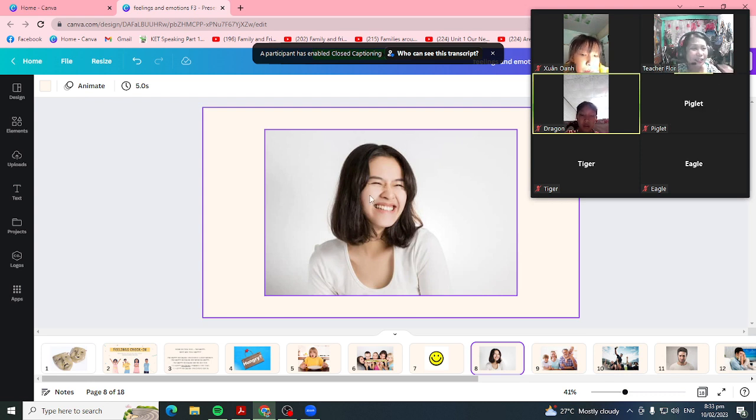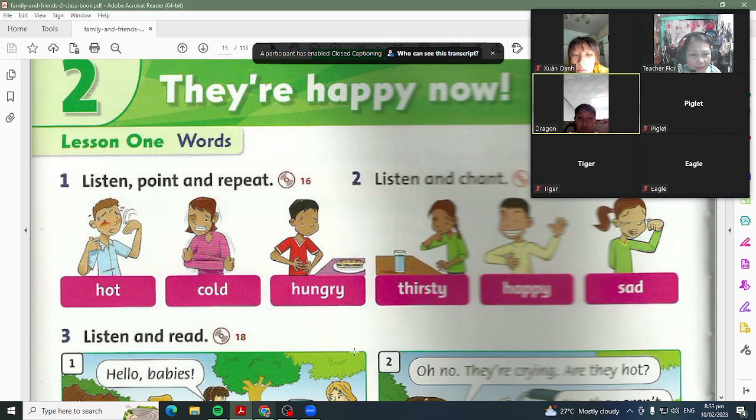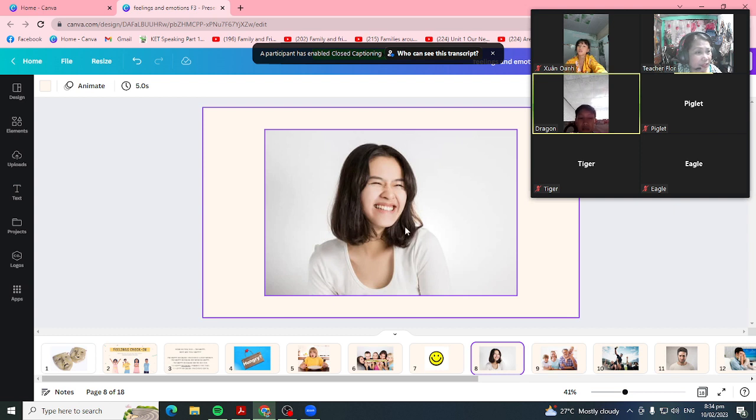She's smiling. Oh, she's... Dragon. She's smiling. So she is... Oh, look. She's happy. Again, can you see this? What can you see? She is... She's happy. Again. She's happy. Okay. The girl is smiling. She's happy. No, I'm not smiling. I'm sad. Okay, next.